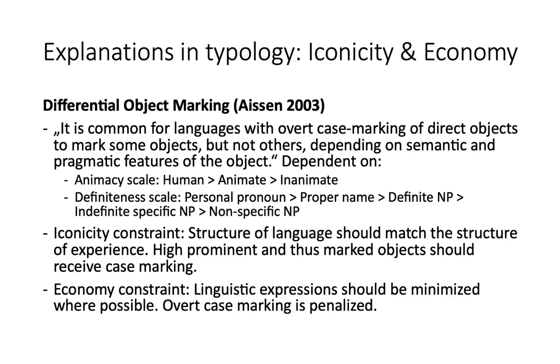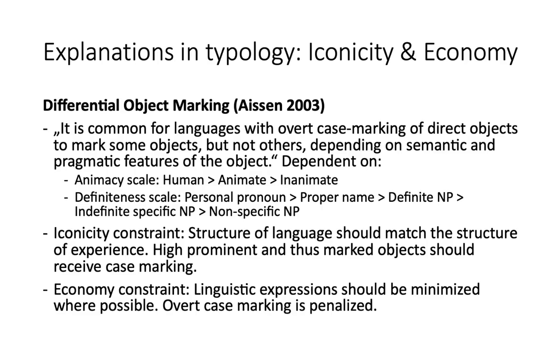Iconicity and economy have competing roles in one example, in explaining so-called differential object marking. Differential object marking takes place when some but not all direct objects in a language receive overt case marking. It's dependent on both the animacy scale and the definiteness scale that you see here. And Aissen 2003 has explained differential object marking in terms of competing iconicity and economy constraints.